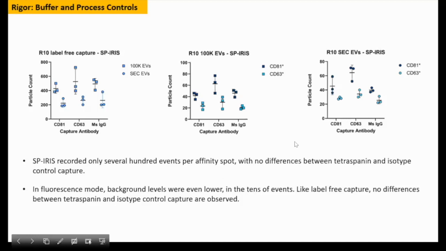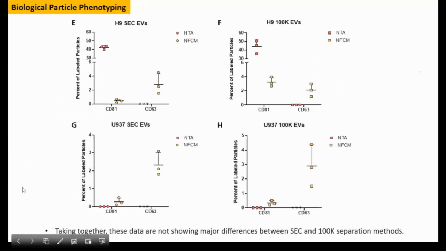And we have observed no difference between tetraspanin and isotype control, or between preparation by differential centrifugation or size exclusion chromatography. So for the two remaining platforms with fluorescence capabilities, respectively NTA and nano-FCM, results are shown as percent of total particles that were stained compared to the original sample.